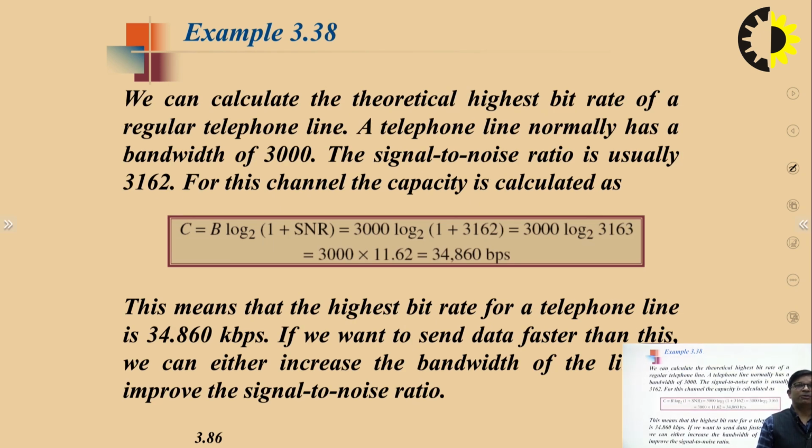We can calculate the theoretical highest bit rate of a regular telephone line. Yes, we can by this formula. 1 plus SNR, 3000 is the bandwidth, SNR is 3162, which gives 3163, or we can say 34,860 bps. It means the highest bit rate of the telephone line is 34.860 kbps. If we want to send faster than this, we can either increase the bandwidth or improve the signal to noise ratio. How can we improve the signal to noise ratio? Increase the power of signal and or reduce the power of noise.